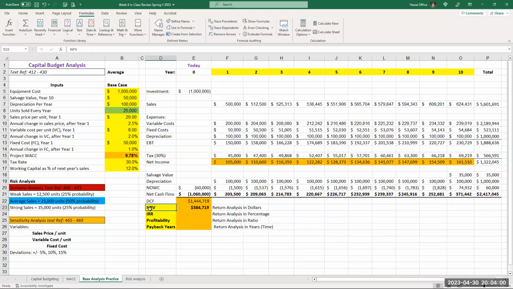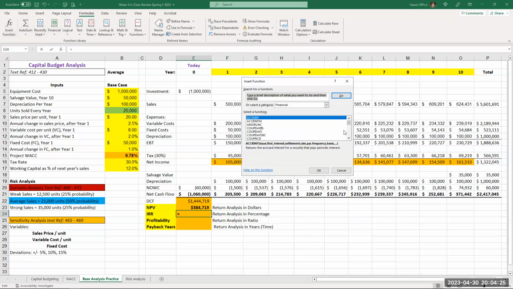So our net present value, our return in dollars, is the difference between the discounted cash flow and the net cash flow. We're making $384,719 in today's dollars on this investment. Now, what is that in a percent? Formula, function, financial, internal rate of return, IRR.